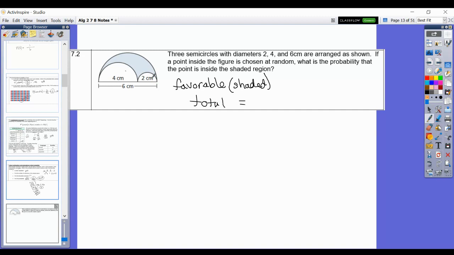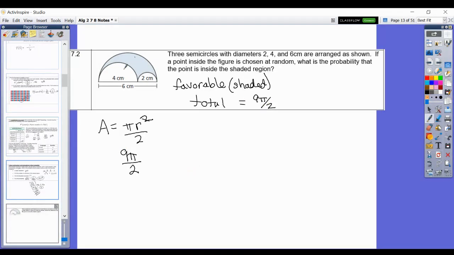So the total region is going to be the area of the semicircle with a diameter of 6. Let's talk about the area of a circle, which is pi r squared. Since we have a semicircle, we're just going to divide that by 2. So for the big one, the radius would be 3. So that would be pi times 9 over 2. That is my total area. So 9 pi over 2.